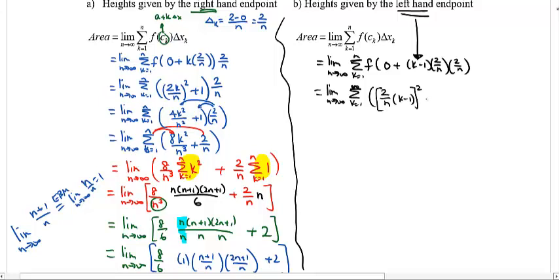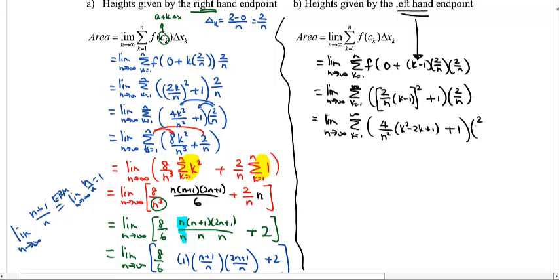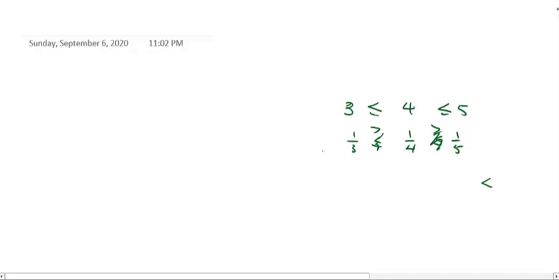Be careful with your brackets here, plus 1 times 2 over n. Keep doing some expansion. This becomes 4 over n squared. There's k squared minus 2k plus 1 plus 1 2 over n. What did I just touch? Not good.